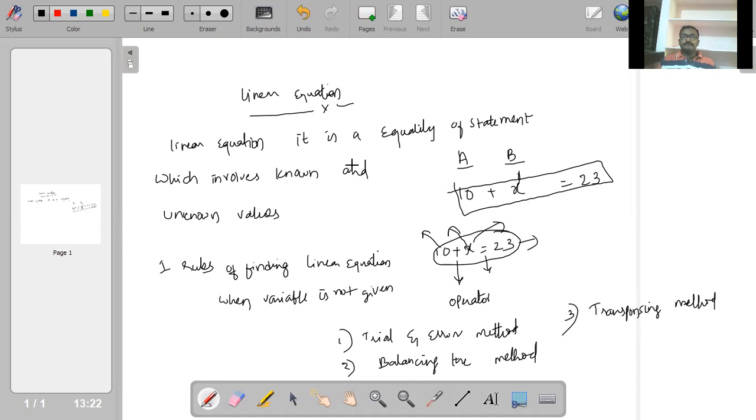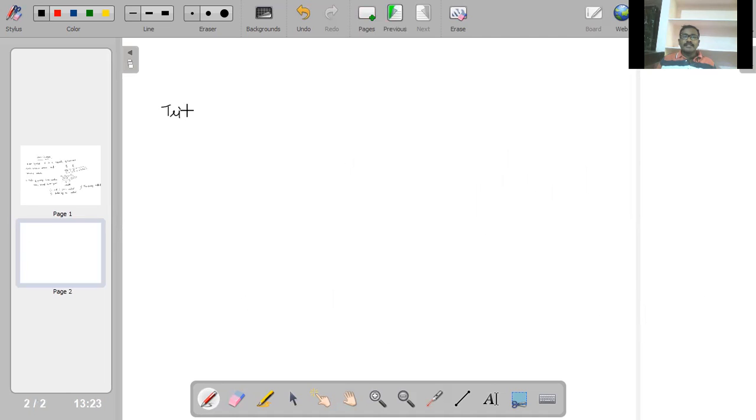Right. Now the first one is the trial and error method. As we saw in the previous example, we created one equation. A and B together went to the shop and bought candies, and together they got 23 candies, and one of the persons got 10 candies. The second person we don't know, that is the unknown value. The same equation I'm going to take here. Let us suppose x plus 10 is equal to 23.